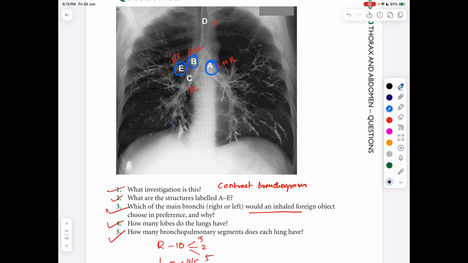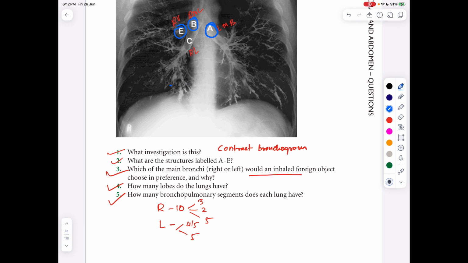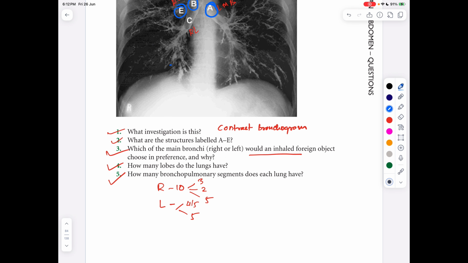How many lobes do the lungs have? Right has 3 and left has 2. How many bronchopulmonary segments? Right has 10 and left has 9.